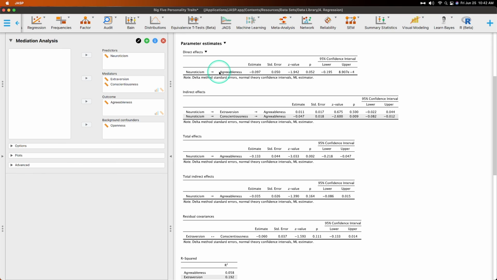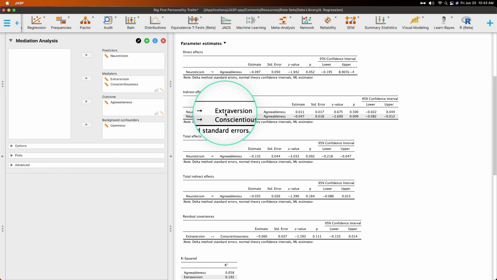That neuroticism does have a direct impact on agreeableness without extroversion and conscientiousness, even though they're in the variance. And there's a reason why this is at 0.05 right here, and that is because the 95% confidence interval includes 0, and that's because this number is essentially 0. Negative times 10 to the negative 4 power, that's essentially 0, right? That's such a tiny little number.